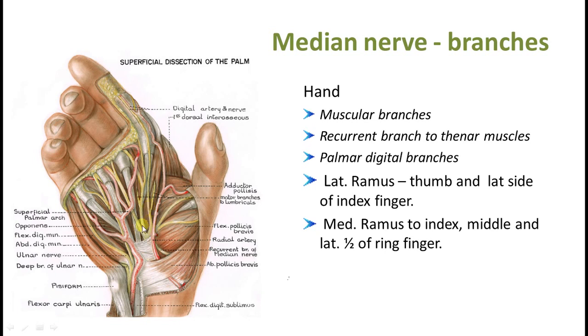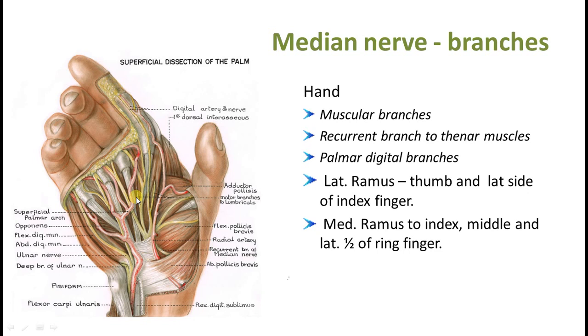Then you have the medial ramus. The medial ramus will give common palmar digital nerves, and these will again divide into proper palmar digital nerves to supply the adjacent sides of your index and middle finger, and middle and ring finger. So thereby it totally supplies 1, 2, 3 and a half fingers. That is from the medial ramus. This medial ramus also gives one more branch, that is to the second lumbrical muscle.